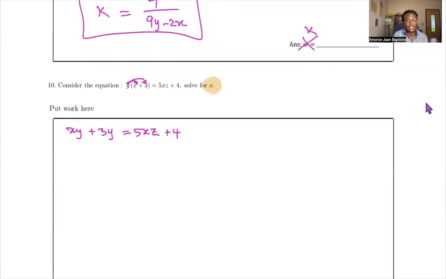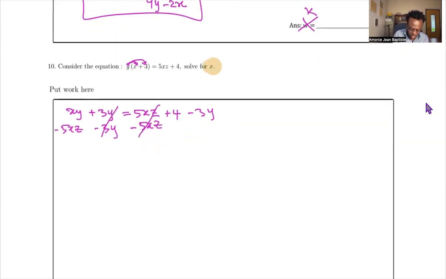So now we want to get the x's together and then factor it out because we're solving for x. So let me subtract 3y on both sides. And then I'm going to also subtract 5xz on both sides. So that cancels this one and cancels this one. I'm left with xy minus 5xz equals 4 minus 3y, right?